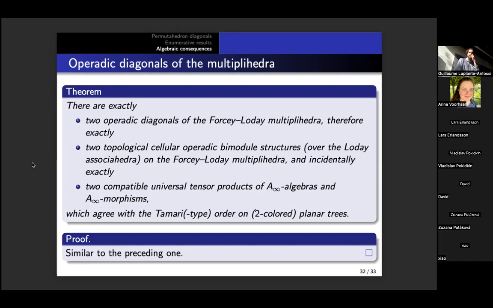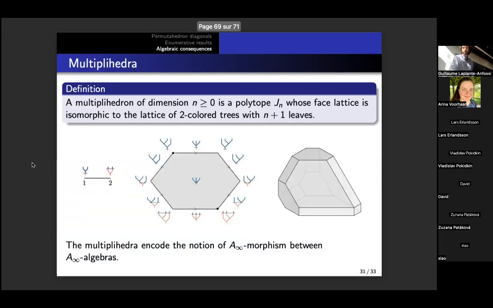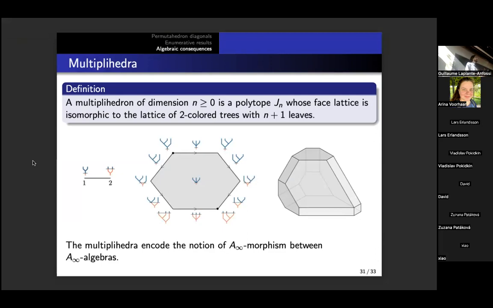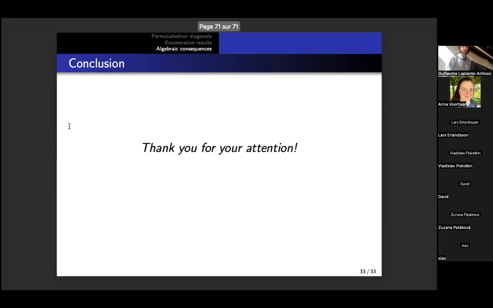And the reason why this works, which is not completely apparent in the pictures, is that the multiplihedra and the associahedra are both obtained as projections of the permutahedron. So once you set up the theory for the permutahedron via projection, you get the results for these other polytopes. Yeah, and I'm a bit early, but I guess I will stop here.